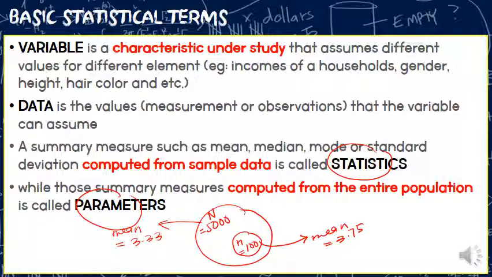Apa-apa value, summary measures, you kira daripada sampel, nama dia statistics. Tapi apa-apa summary measures yang you kira daripada the population, semua orang yang ada dalam tu, dan itu dinamakan sebagai parameter.